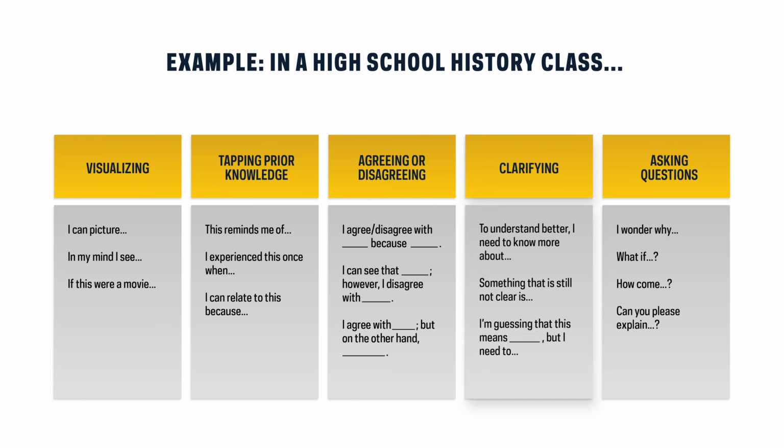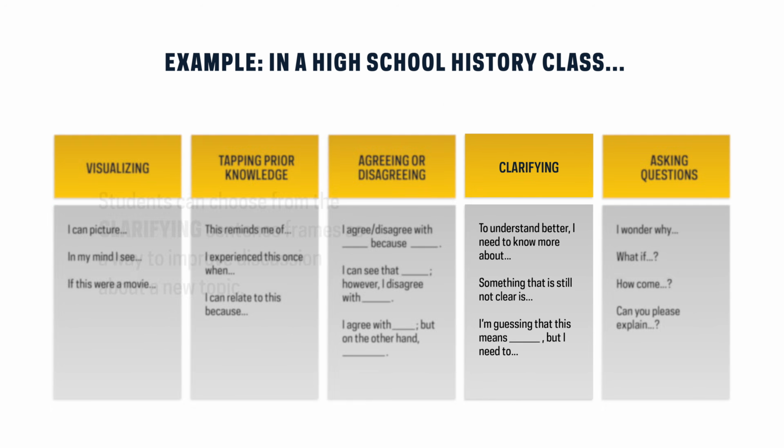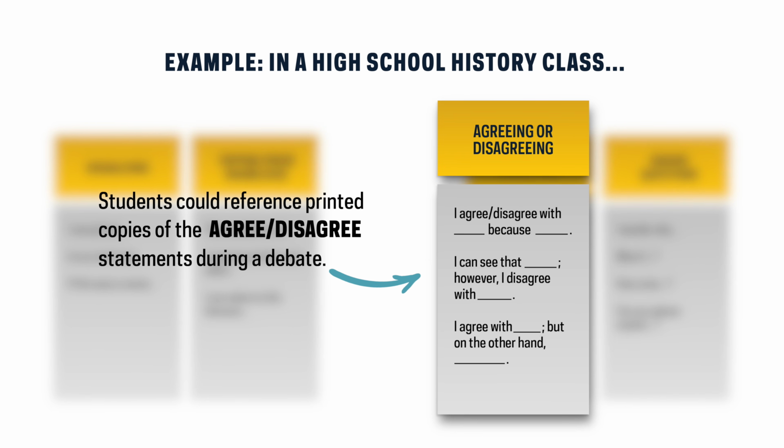In a high school history class, students can choose from the clarifying sentence frames as a way to improve discussion about a new topic, or they could reference printed copies of the agreement or disagreement statements during a debate.